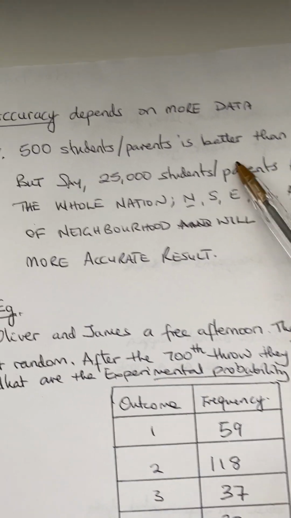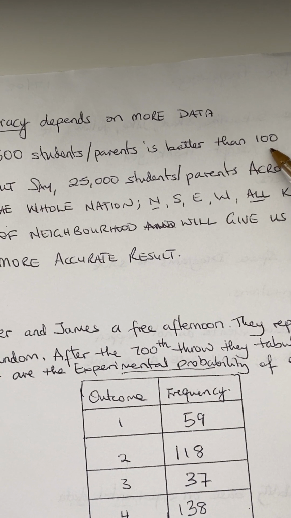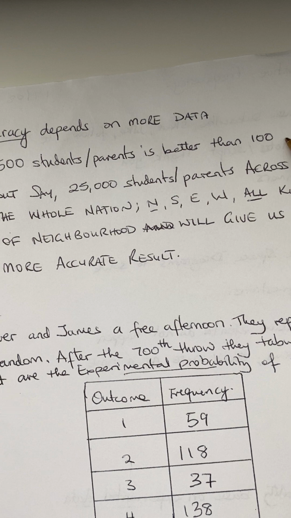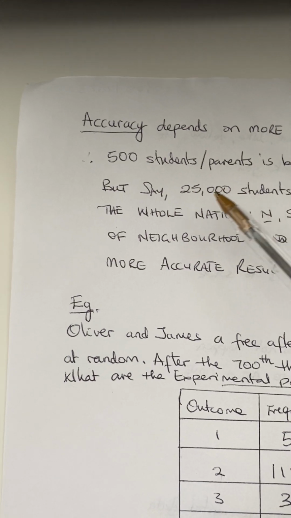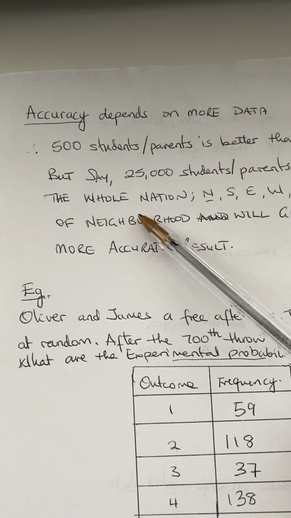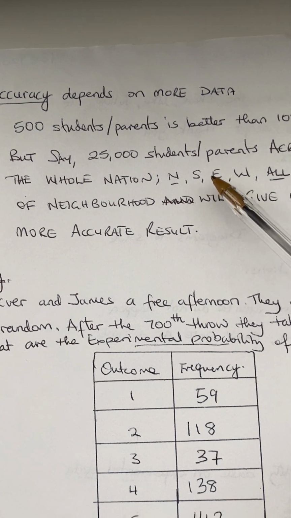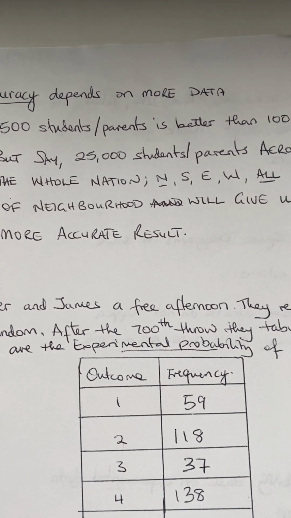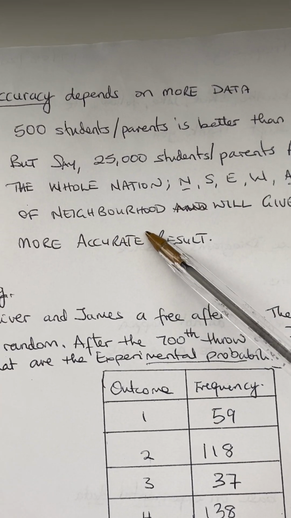Okay, if 500 is giving us 64%, okay, it's better than 100 students and parents. But assuming we are looking at 225,000 students and parents across the whole nation, north, south, east, and west, not just maybe in one location, but a sample across the whole nation, okay, all kinds of neighborhoods.